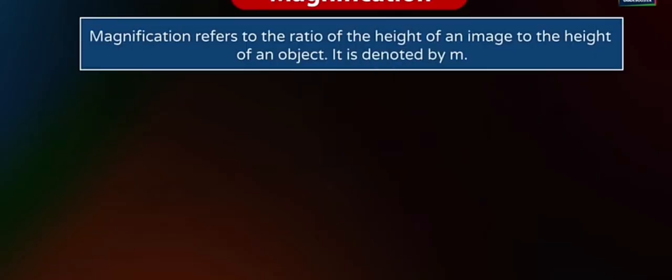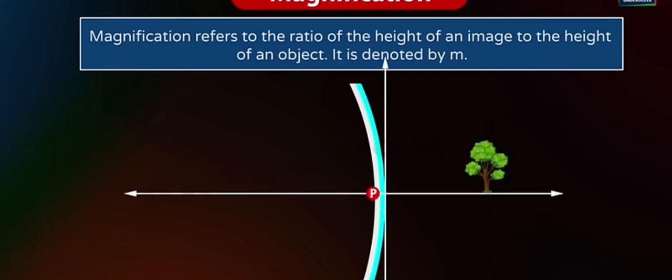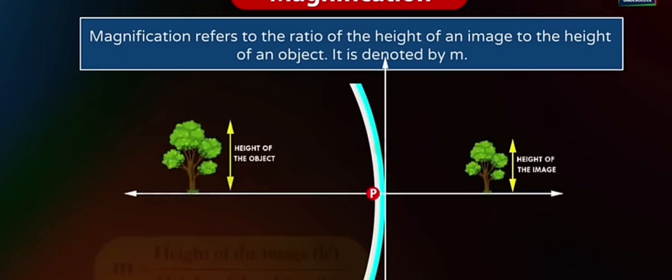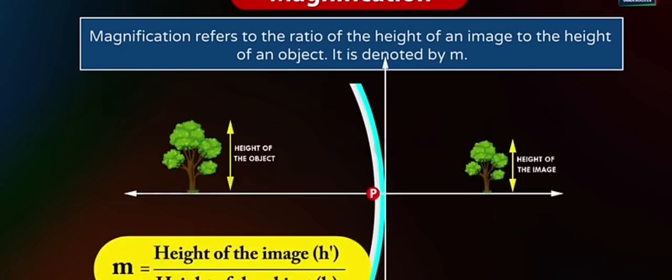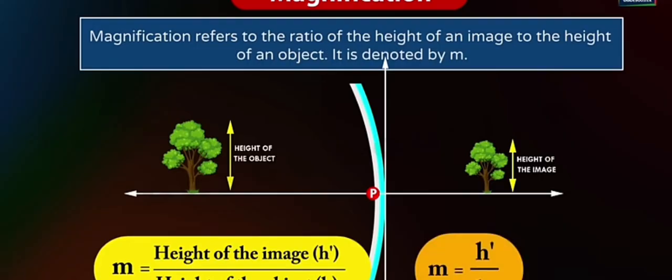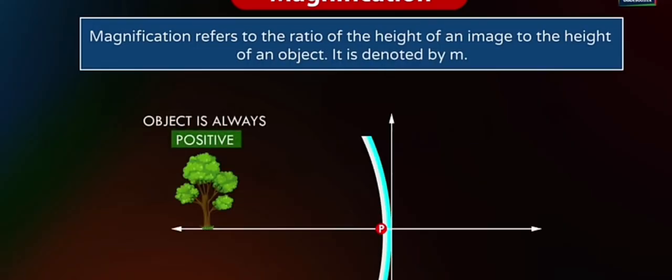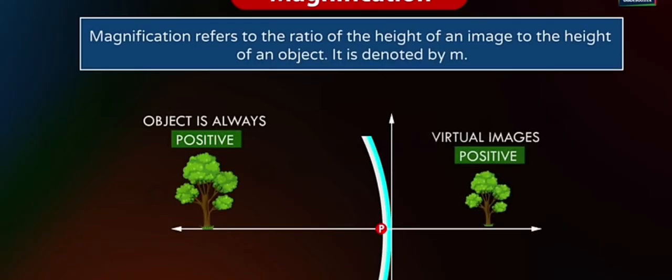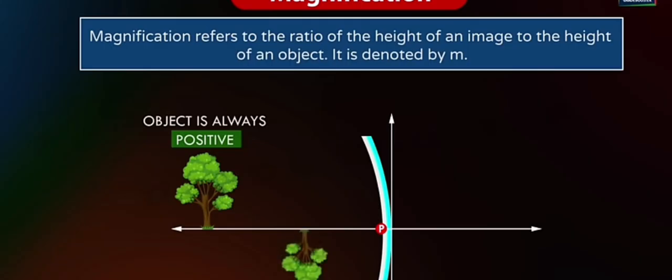Magnification. Magnification refers to the ratio of the height of an image to the height of an object. It is denoted by letter m. That means it is the comparison of the size of the image with respect to the size of the object. That is, height of the image h dash by height of the object h, means m is equal to h dash by h. The height of the object should be taken as positive since it is usually placed above the principal axis. The height of the image should be taken as positive if the image is virtual and should be taken negative if the image is real. That means if the image is on the side of the object.